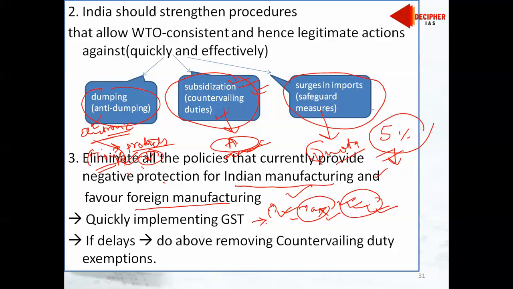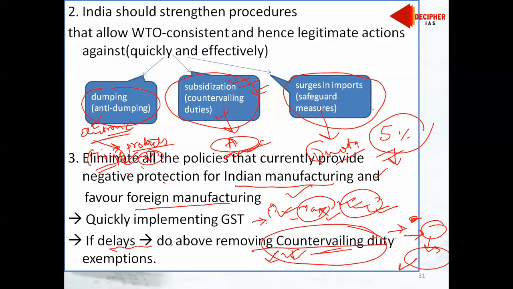And even if there are delays in the implementation of GST, we can remove the countervailing duty exemptions. Like some products, India gives exemptions in countervailing duty. It will remove the exemptions, so countervailing duty will be applied on that product, and the product will become at par with the Indian products.